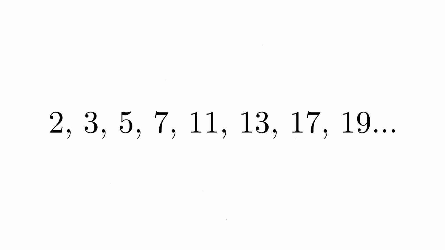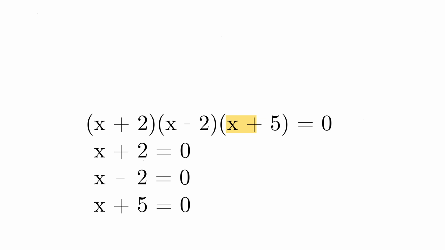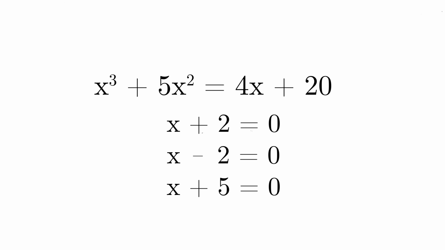And this works for any prime base and restores the useful property that the product of several numbers will only be 0 if one of those numbers is itself 0.